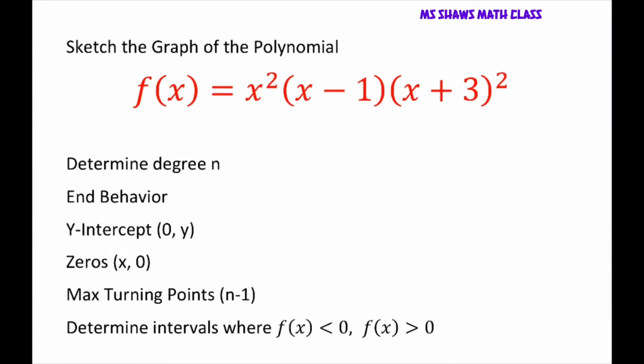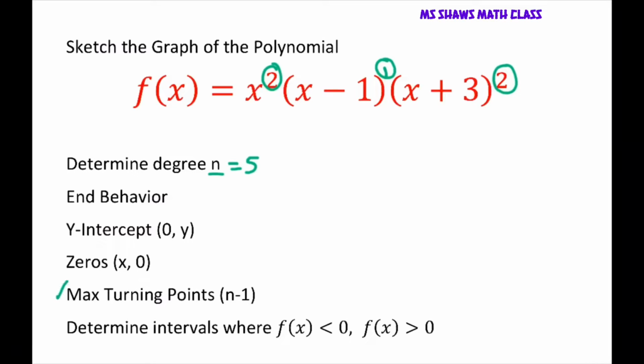Hi everyone, we're going to sketch the graph of this polynomial and fill in some information. So the first thing we're going to do is determine its degree. This is not in standard form, but we don't have to. We're just going to add up our exponents. So 2 plus 1 plus 2 is 5. So our degree is n, which equals 5.